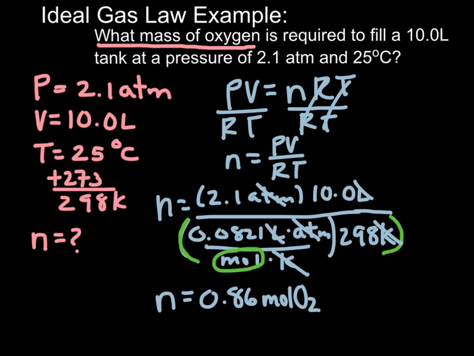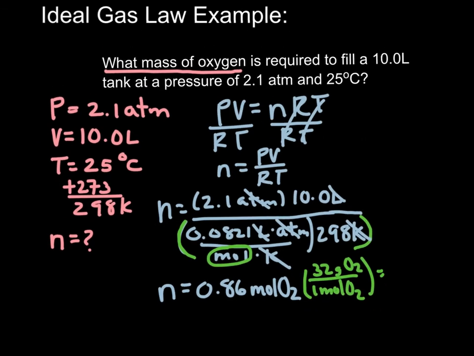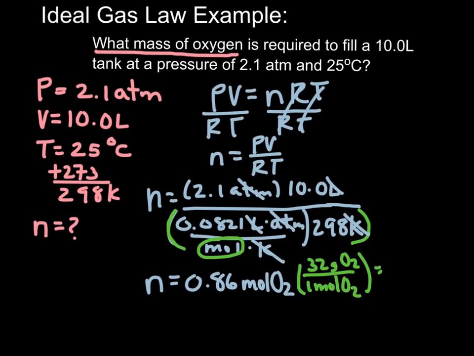We're almost done now. We found moles, but the problem asked for mass. That tells us we're looking for grams, so we need to use the molar mass of oxygen. So we're going to do a quick conversion. 1 mole of oxygen to 32 grams of oxygen. Remember, oxygen is diatomic. When we do all that work, we get 27 grams of oxygen. That keeps proper sig figs. And we're done with the problem.